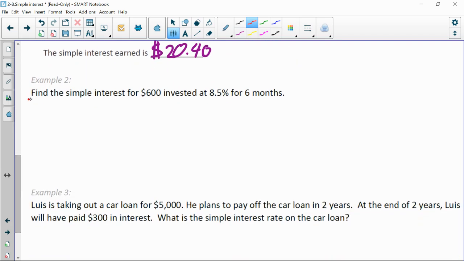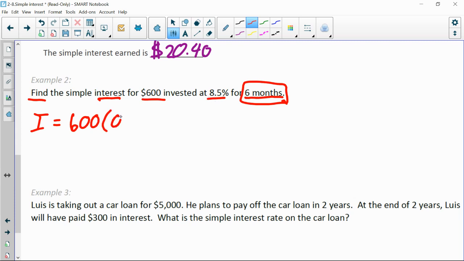Now find the interest if you put $600 invested at 8.5% for 6 months. This one is going to have to be different. We cannot multiply by 6. So we know we have I. We invested 600. If I divide the rate by 100, my decimal gets moved over twice. It's got to be a decimal.